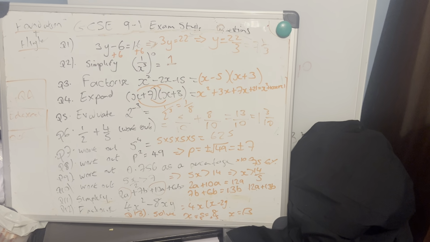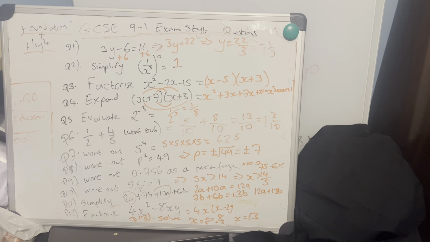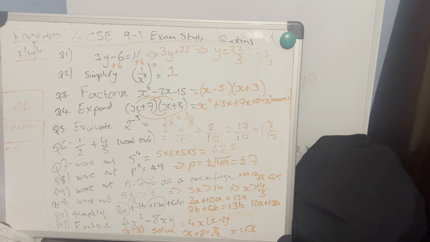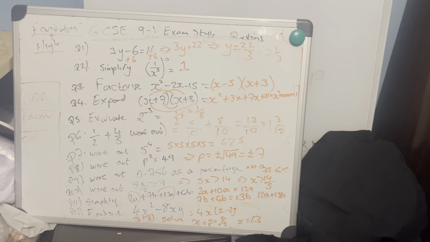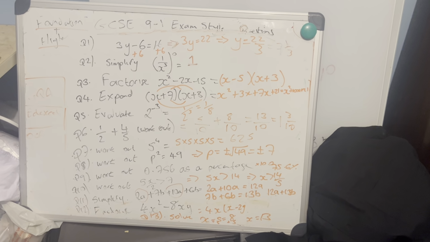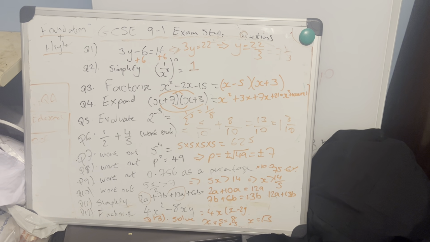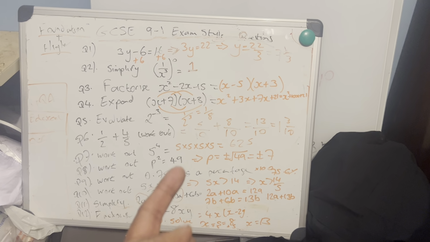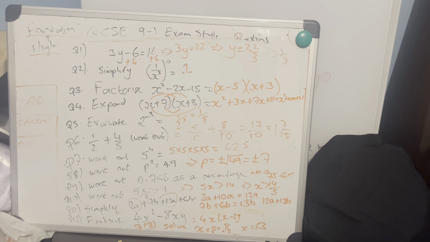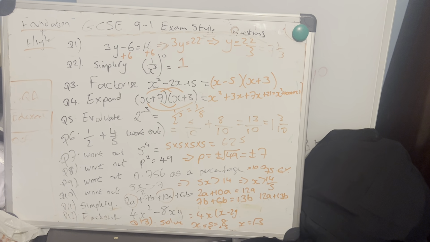Okay? This is question number 5. Evaluate 2 to the power of minus 3. Well, that minus power is the inverse, so it's the reciprocal, so it means 1 over 2 to the power of 3. 2 to the power of 3 means 2 times 2 times 2, which is equal to 8. So my answer is equal to 1/8, or 0.125 as a decimal.